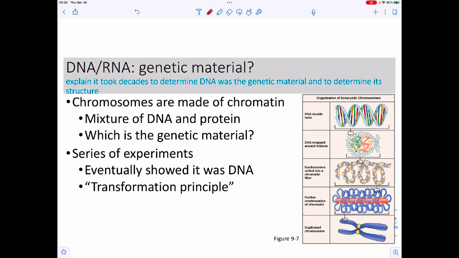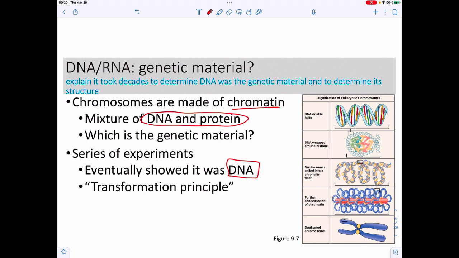So when we look at what's causing all of this stuff that we see in Mendel, we knew about chromosomes, and we knew it was made out of this stuff that we called chromatin. And chromatin is a mixture of DNA and protein. And then when we started to realize, hey, the chromosomes have the genetic information on it, well, what's the source of that genetic information? And then through a series of experiments that we don't necessarily need to know about, we eventually found out that DNA was the genetic material.